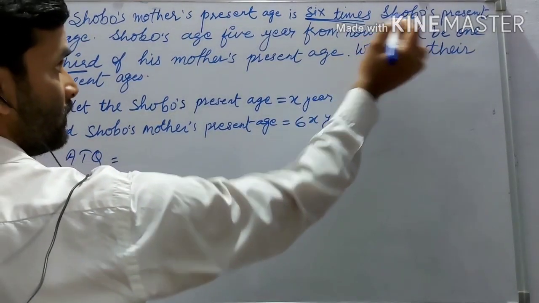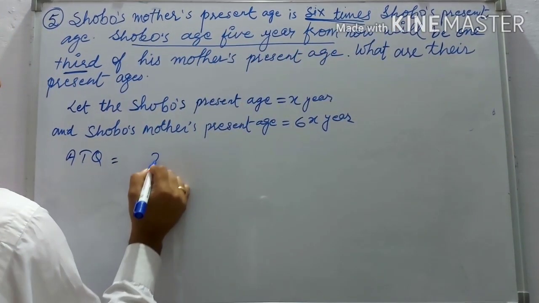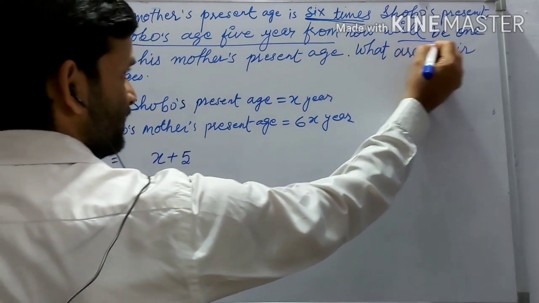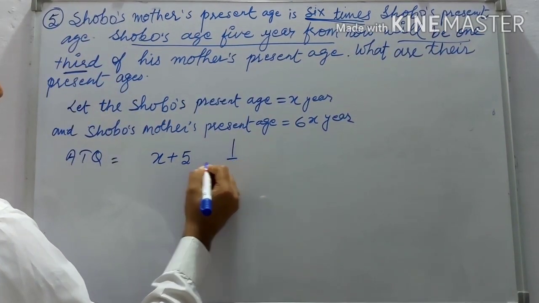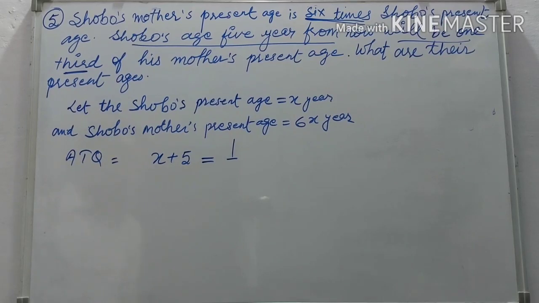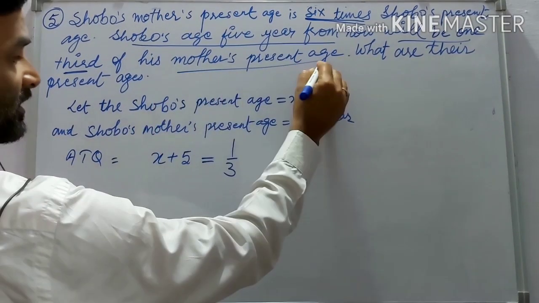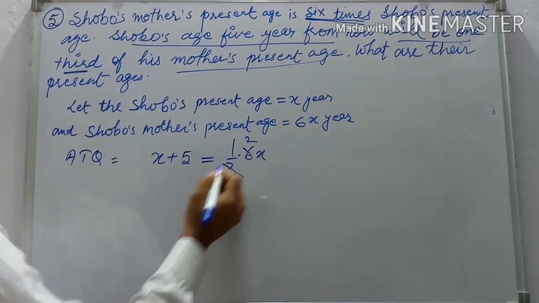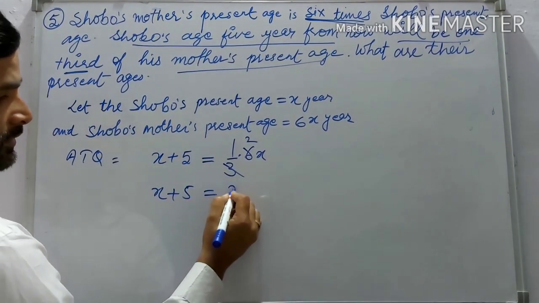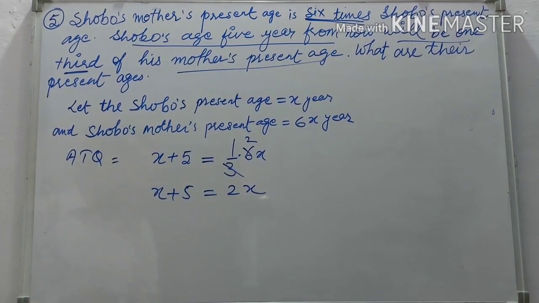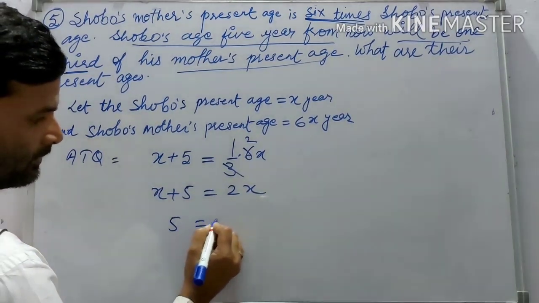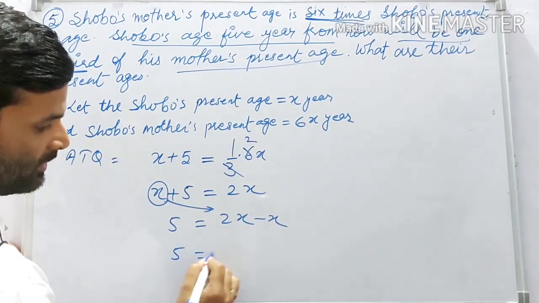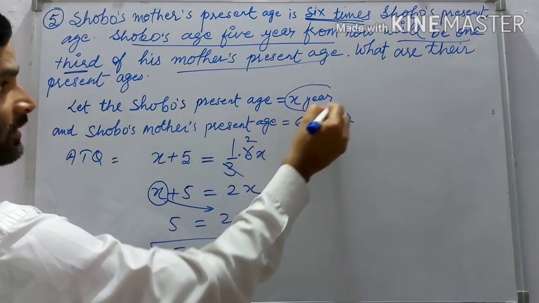According to the question, Shaboz's age after 5 years is x plus 5. Now this will be 1/3 of the mother's present age. Mother's present age is 6x. Solving, 6 divided by 3 is 2, so x plus 5 is equal to 2x. Transferring x from the left hand side to the right hand side, minus x, 5 is equal to x, and x is the age of Shaboz.